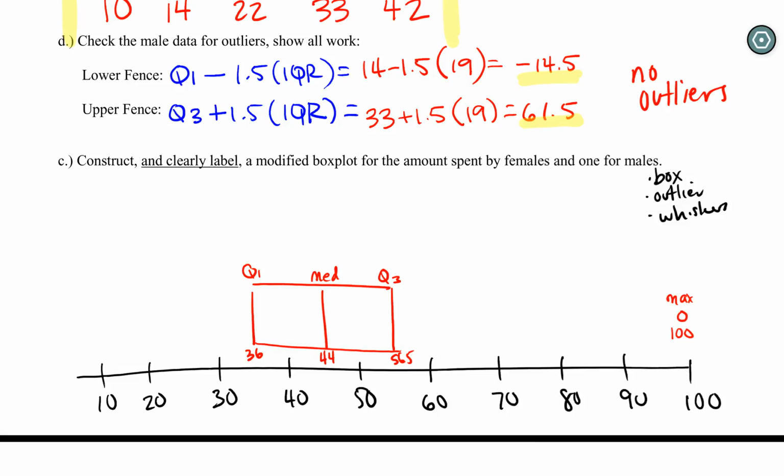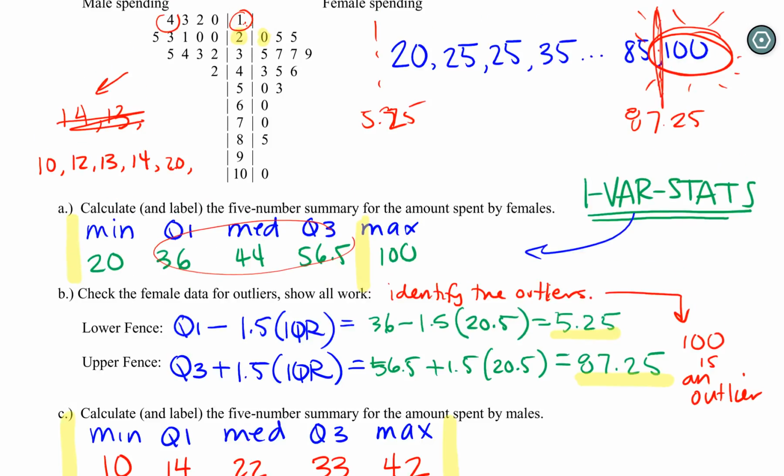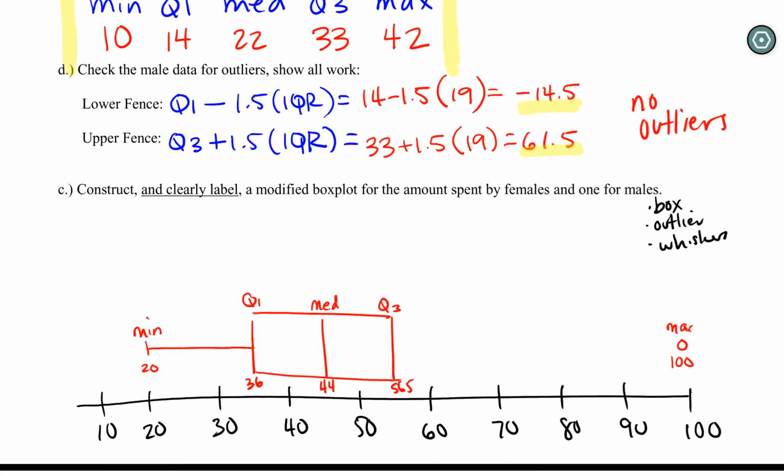And then we need to deal with our whiskers. So remember, the whiskers have nothing to do with the fences. They're the first good values, the lowest good value and the highest good value we have. Now on the low end, that's easy. Oh, failed. The 10 was for the men. 20 was our minimum for the ladies. On the high end, though, our maximum was an outlier. So we can't use that 100. We can't go there with our whisker. Instead, we need to look back at our data and say what was the first good value. And remember, we drew our fence here. The largest good value was 85. So we're going to go to 85 with our other whisker.